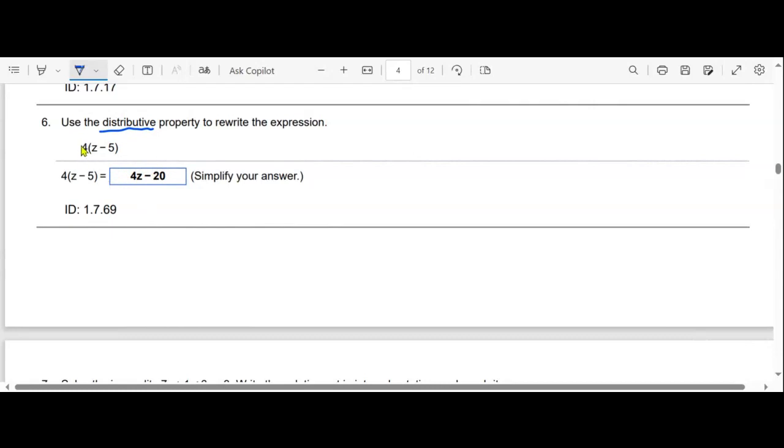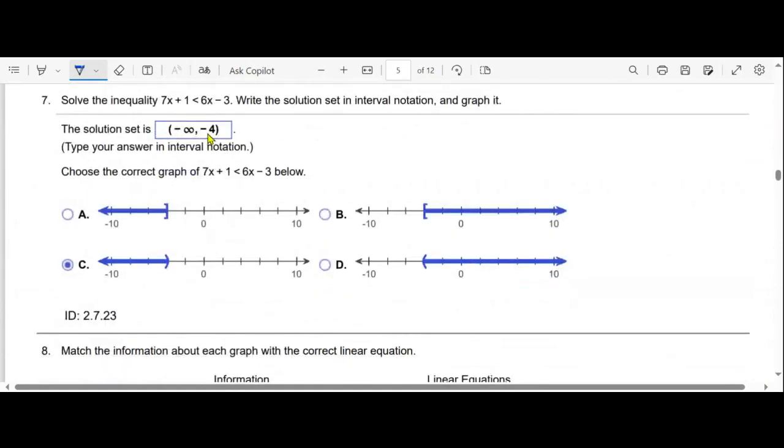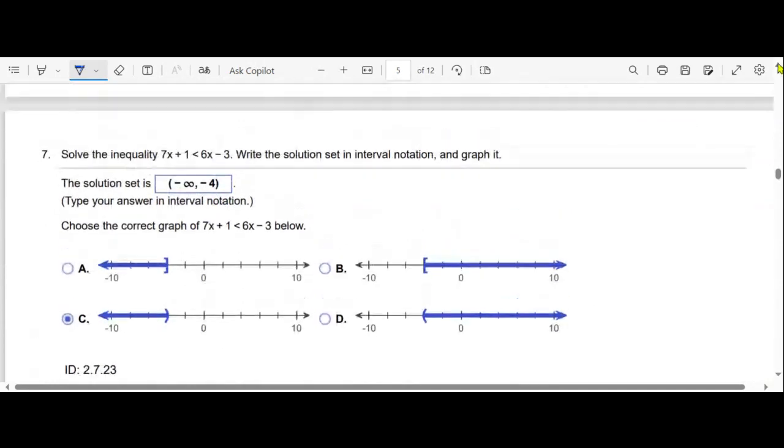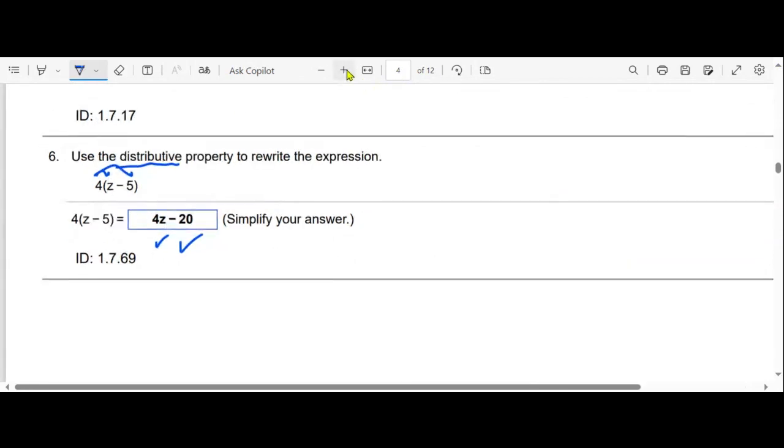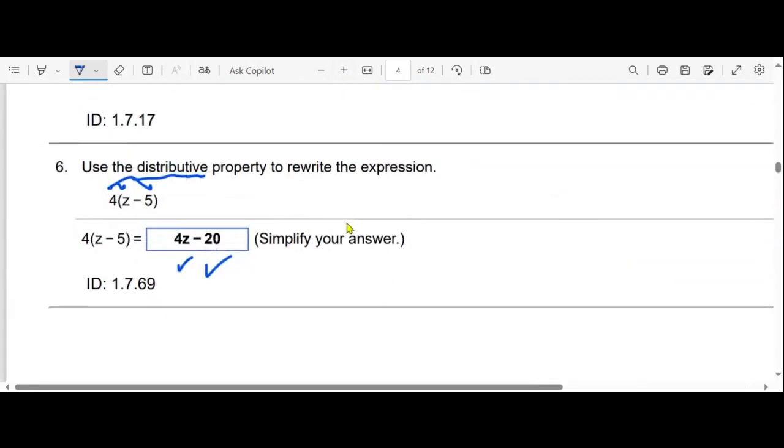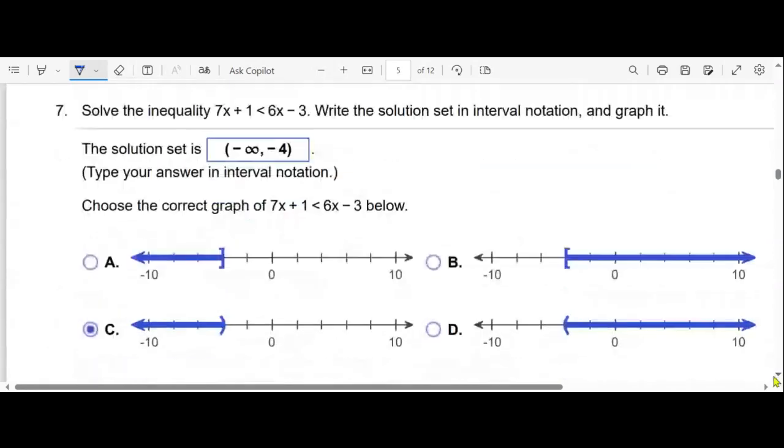Use the distributive property. Who can tell me what to do? Yes, multiply 4z minus 20. Clear? Next one. Okay. Let's go back to this one here. Distributive. What does distributive mean? Okay. Yeah, let's go to the next one.